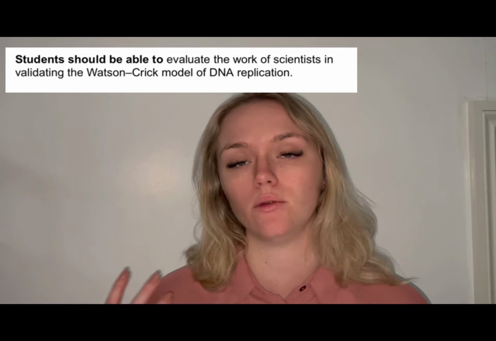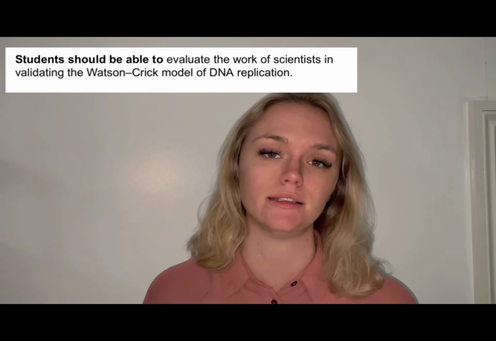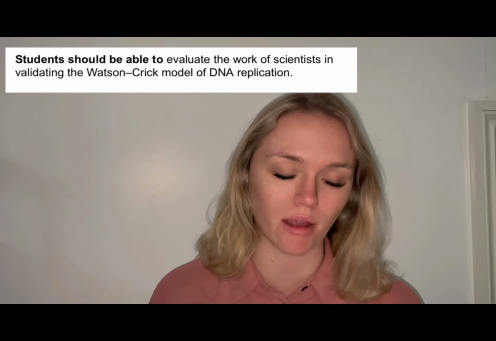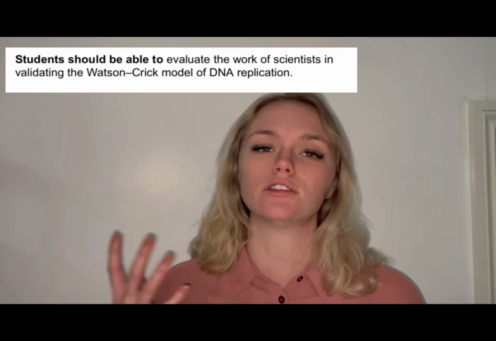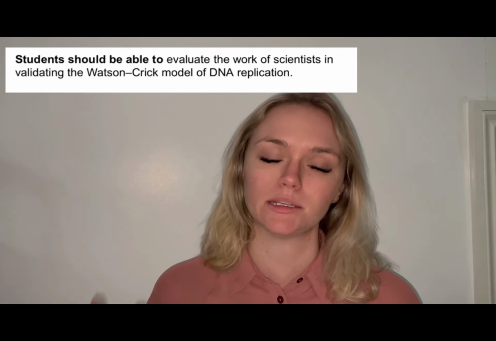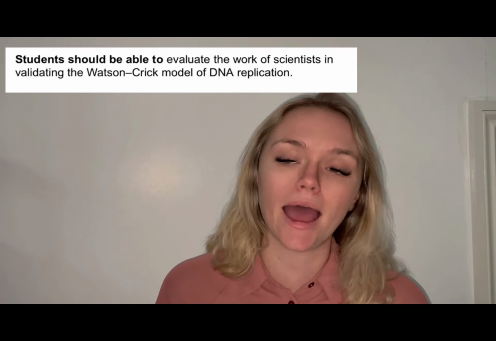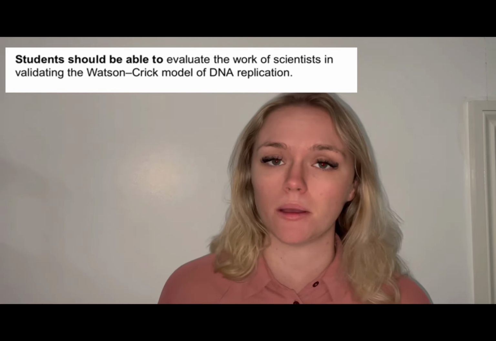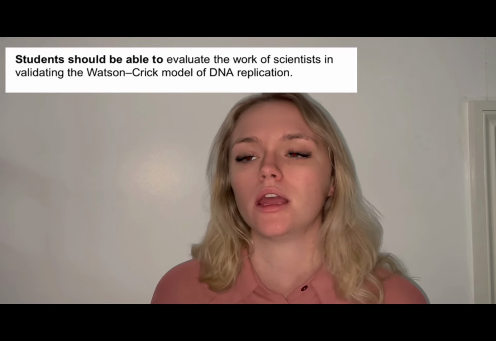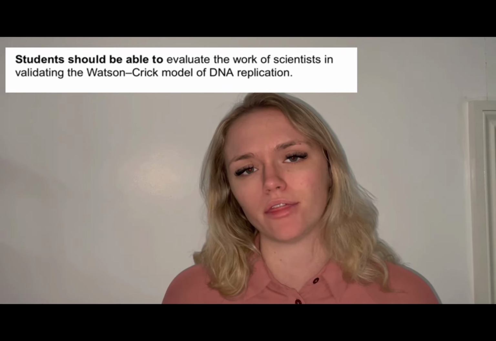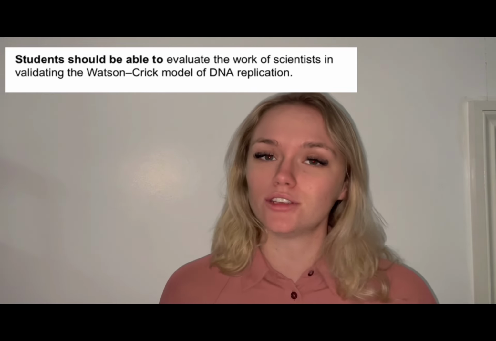The final point was we should be able to evaluate the work of scientists in validating the Watson and Crick model of DNA replication. So for this one, we talked about the Meselson and Stahl experiment at the end with the nitrogen isotopes and how that was used as a model to sort of support the semi-conservative method of replication. So we've gone through everything that we need to know for the topic 1.5.2, which is DNA replication.